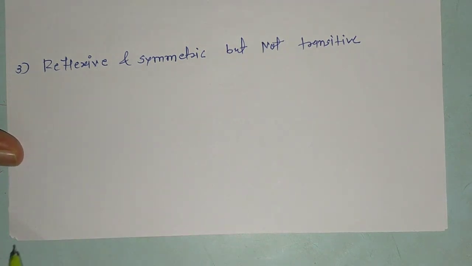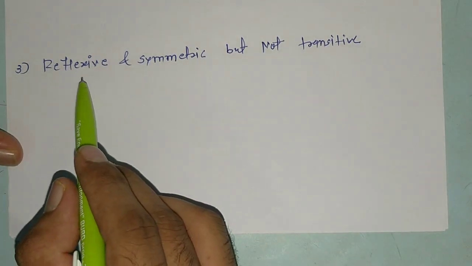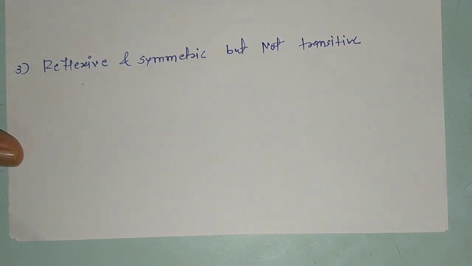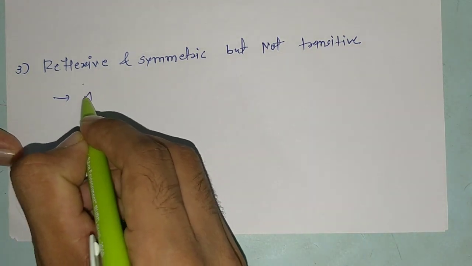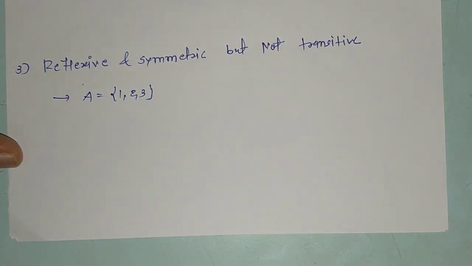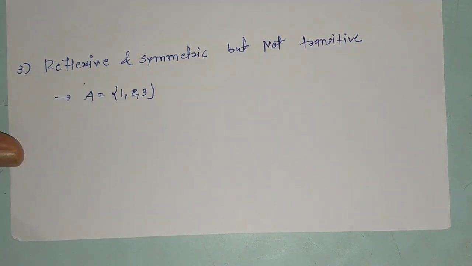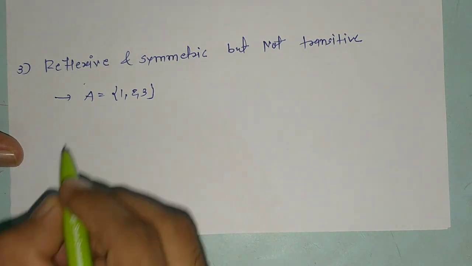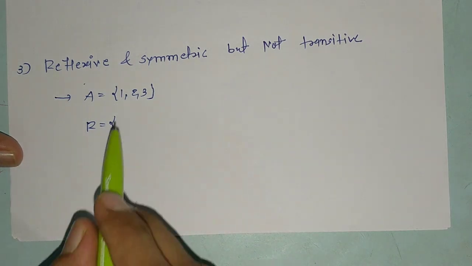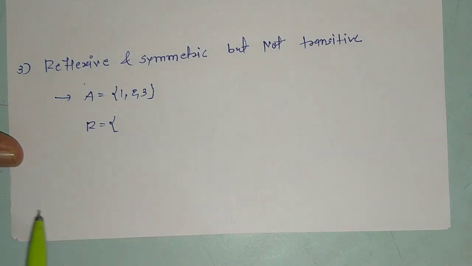Okay, the question is we have to form a relation which is reflexive, symmetric but not transitive. I am taking the same set again so that you are clear from that. Taking any set, you can form any relation according to the given condition. We have to form a relation which is reflexive, symmetric but not transitive. I am taking the same set again and forming the relation in roster form. 1, 2, 3 is the set.